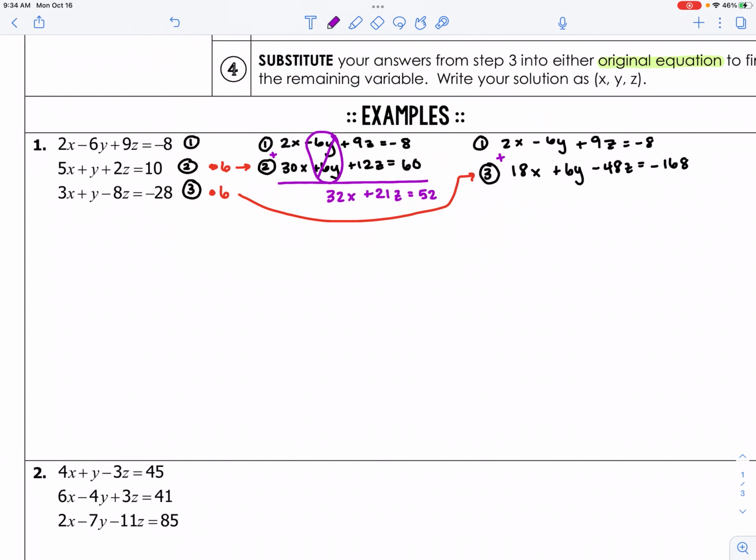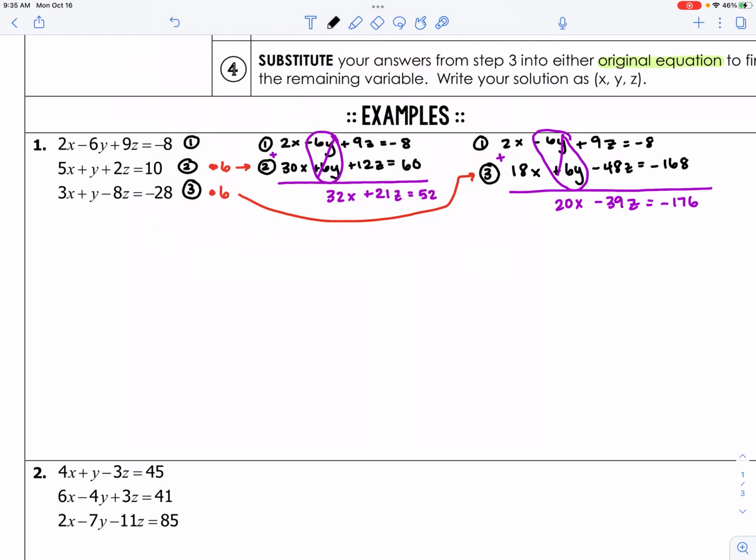All right, I'm going to add those together, and again, we always want to eliminate the same variable, and the reason is we want two equations that have the same variables. So we have 20x minus 39z is equal to negative 176.